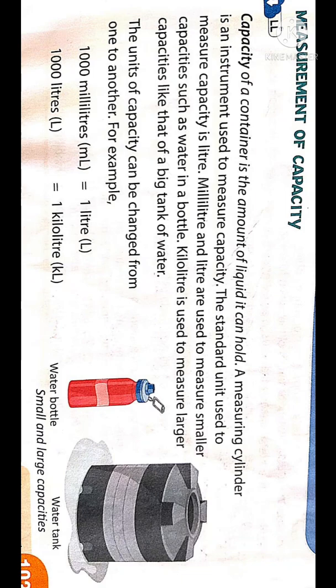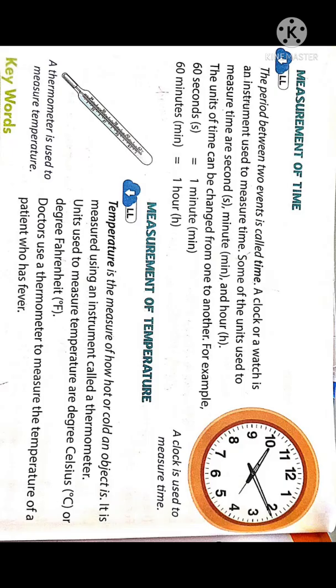So the units of capacity also can be changed from one to another. For example, 1000 milliliters equal to 1 liter and 1000 liters equal to 1 kiloliter. Measurement of time. The period between two events is called time. A clock or watch is an instrument used to measure time. Some of the units used to measure time are second, minute and hour. The units of time can be changed from one to another. For example, 60 seconds equal to 1 minute and 60 minutes equal to 1 hour.